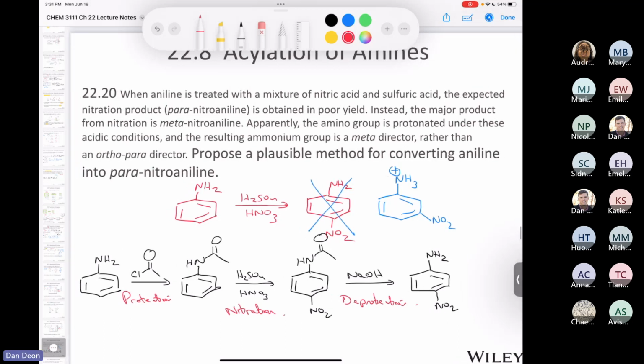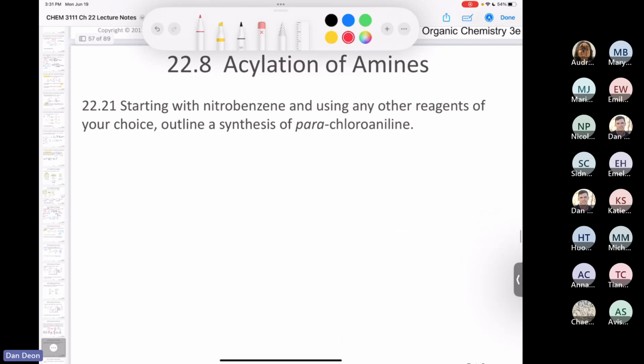Okay, so with all that in mind, let's take a look at this question. It says, starting with nitrobenzene and using any other reagents of your choice, outline a synthesis of para-chloroaniline. So we're taking nitrobenzene, and somehow we want to end up with para-chloroaniline. But we know that we can't just take aniline and chlorinate it, right? Because if we do, we're going to put chlorines in positions 2, 4, and 6.